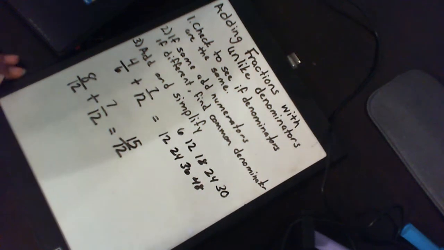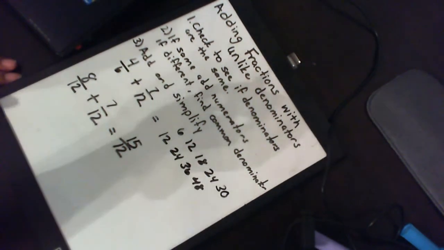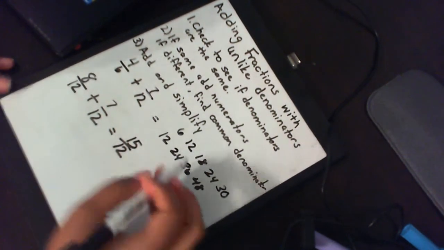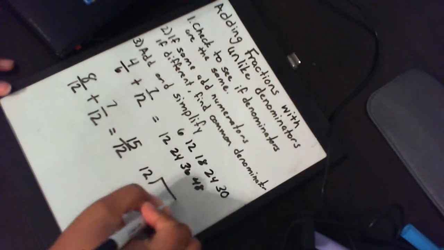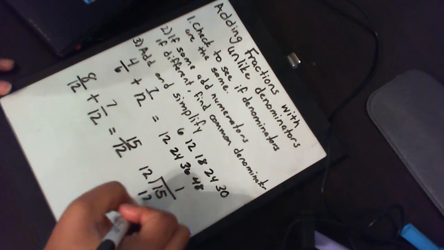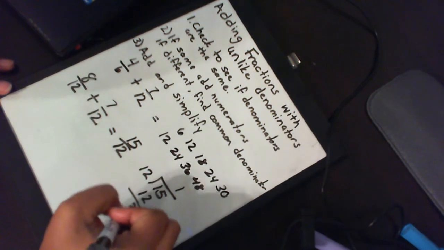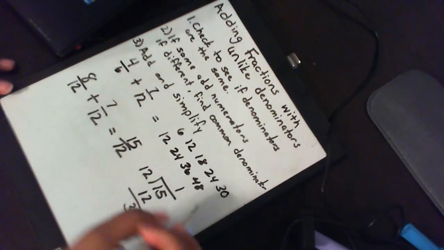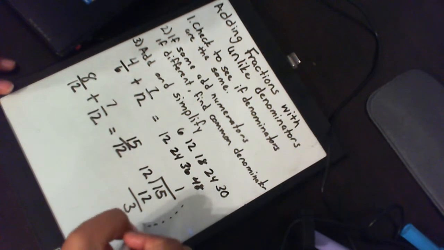And then we divide 12 into 15 because 15 is larger. So you get 12 into 15. It goes 1 time. And 1 times 12 is 12, and then when you subtract, you get 3. So then remember, you read it in a circle, kind of like this.